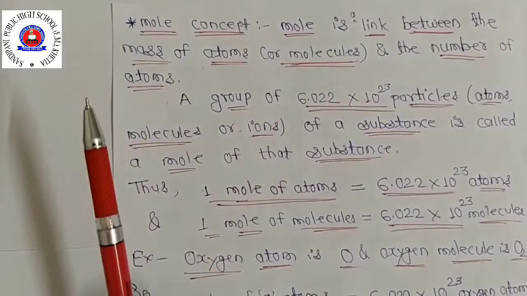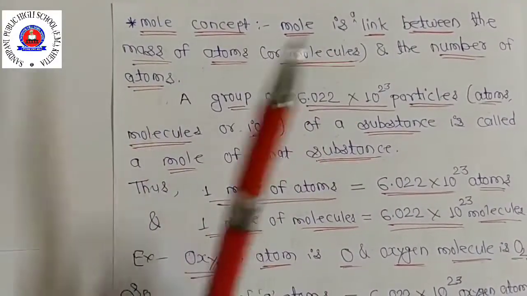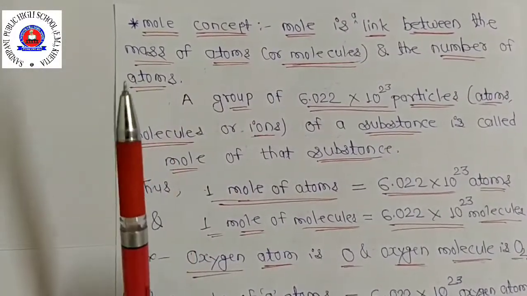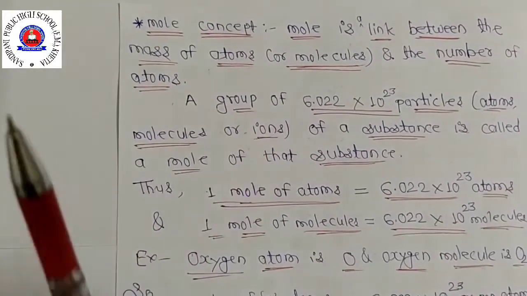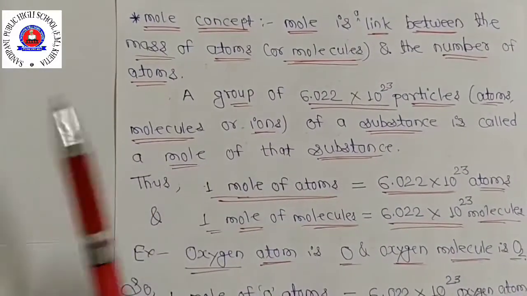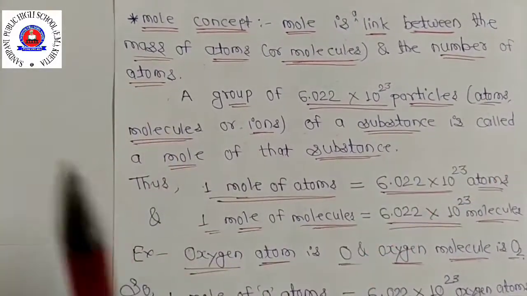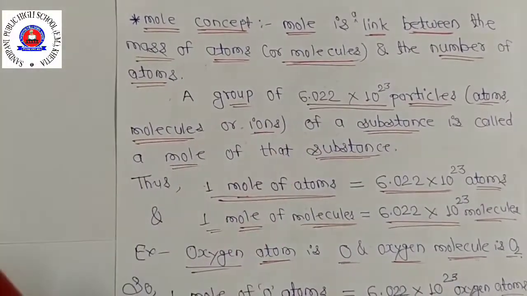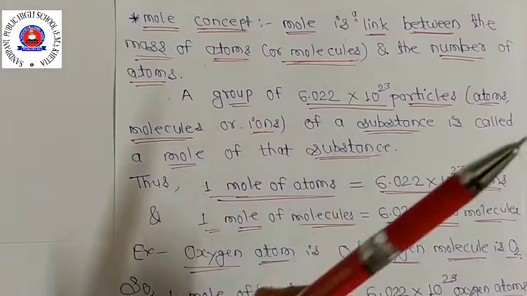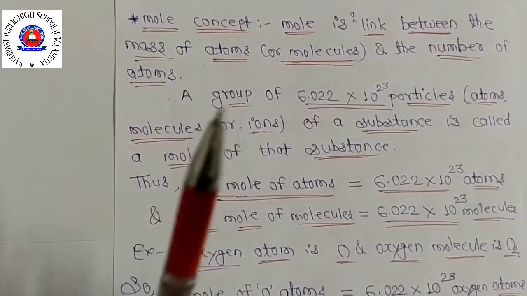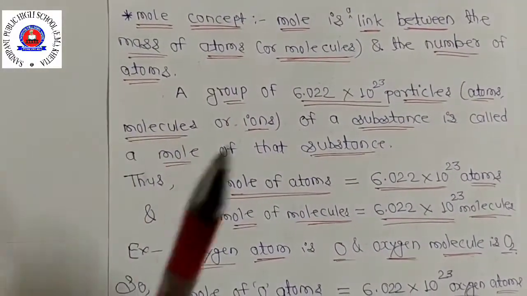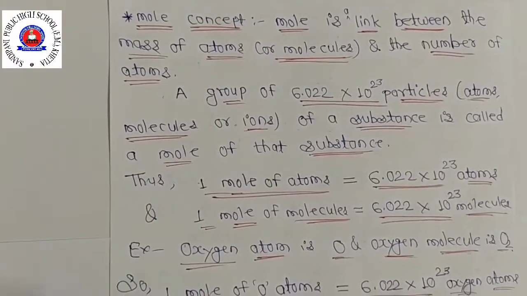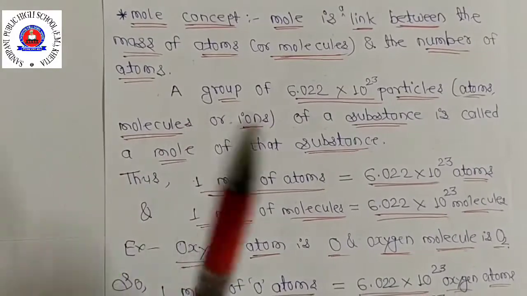So now the gram atomic mass of the element as well as 6.022 multiplied by 10 raised to power 23 atoms of the element both represent 1 mole of the element. Similarly, if we weigh a compound equal to its molecular mass in grams, then it contains 6.022 multiplied by 10 raised to power 23 molecules of the compound. In this case also, 6.022 multiplied by 10 raised to power 23 molecules represent 1 mole of the compound.